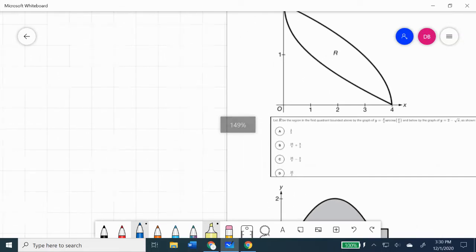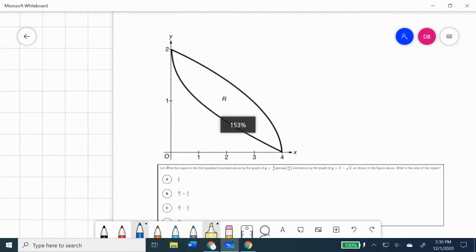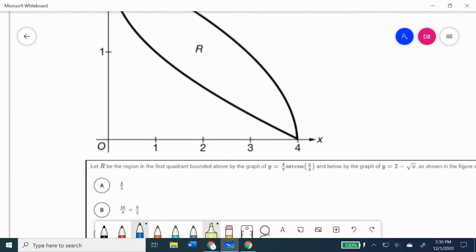Next, multiple choice problem. If you look at this problem, you would probably start by trying to make rectangles that are vertical, and then just do a top function minus a bottom function.